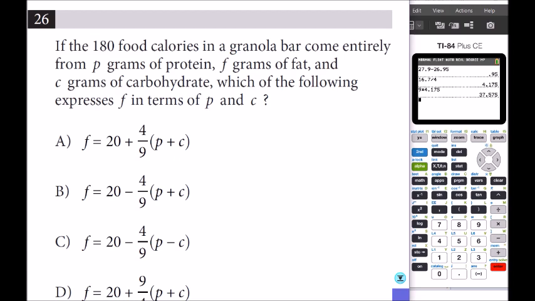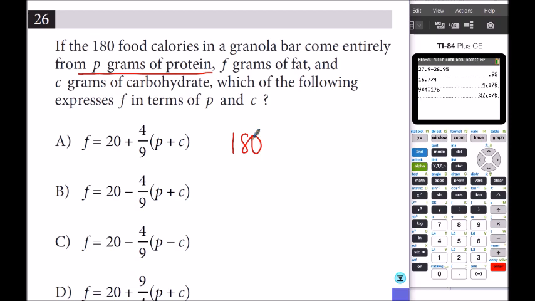If the 180 food calories in the granola bar came entirely from P grams of protein, F grams of fat, and C grams of carbohydrates, which of the following expresses F in terms of P and C? So 180 food calories came entirely from P grams of protein, F grams of fat, and C grams of carbohydrates. Which of the following expresses F in terms of P and C?